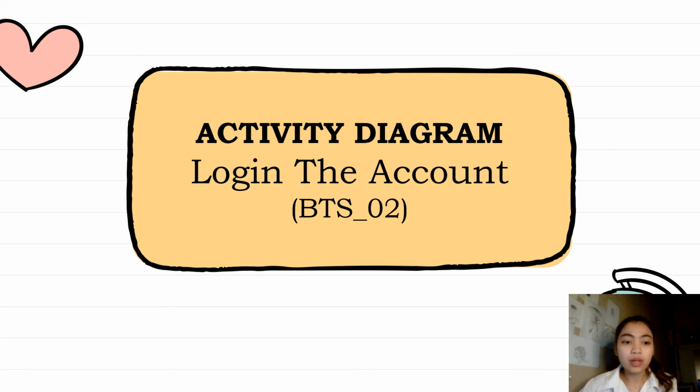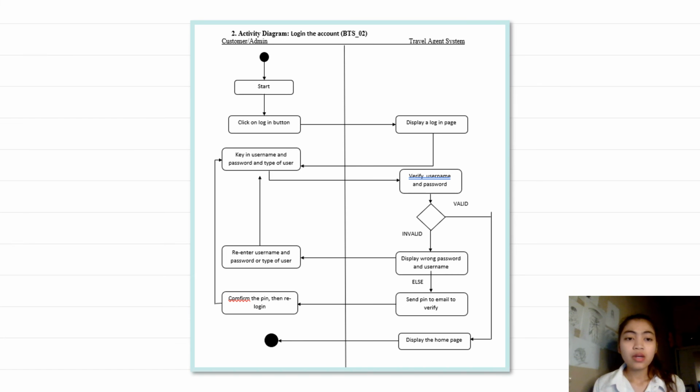I want to talk about activity diagram. I take BTS02 log in the account as an example. Okay, let us start from the top. Now we can see the Start button at the top. User will open the system. Then user will click on Login button.